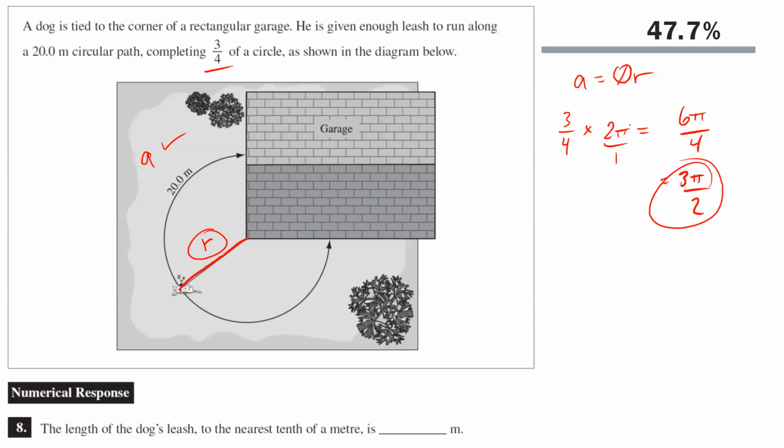Long story short, to find our r, the radius of that dog's leash, well, the length of the dog's leash, which just happens to be a radius, we just have to throw those numbers into the formula. So we have 20 equals 3 pi over 2 times r. Divide by 3 pi over 2 on both sides, and we get r equals, to the nearest 1/10 of a meter, 4.2 meters. So quite remarkable. 47.7% of students got this one right. It probably was just a very strange context that threw a lot of students out here, because really it's just a matter of understanding that arc length is theta times r.